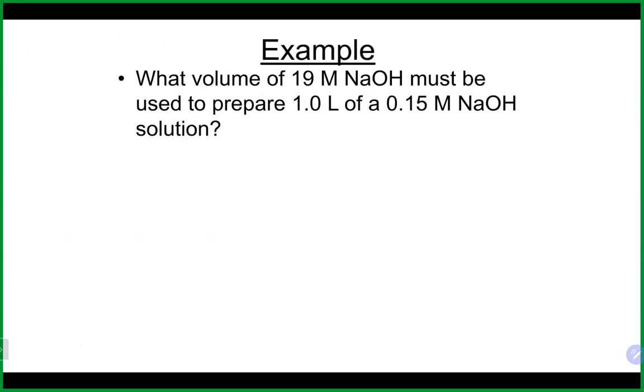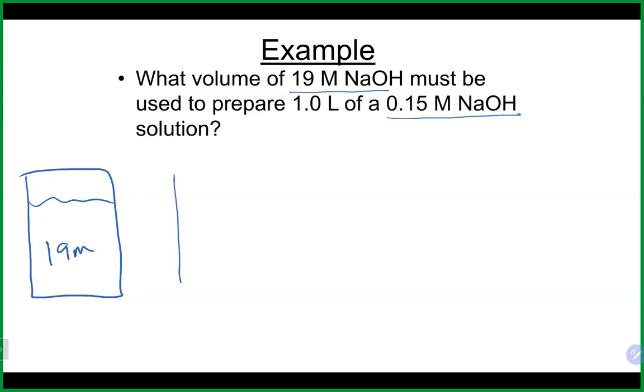All right, so let's try one here. What volume of 19 molar sodium hydroxide is needed to make 1 liter of 0.15 molar sodium hydroxide? Okay, so let's take a look. What we have going on here is a more concentrated solution of sodium hydroxide. We want to make a less concentrated solution of sodium hydroxide. So basically, we have a bottle of 19 molar sitting over here.